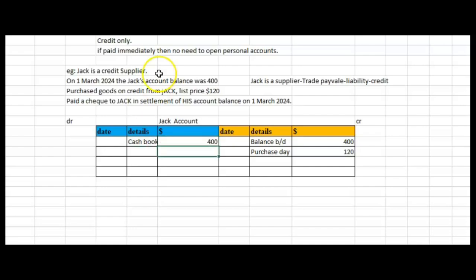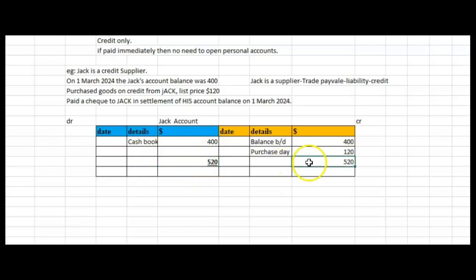Then, we paid Jack the amount he was owed at the beginning of the period. When we pay a supplier, the amount we owe them decreases. This means the liability goes down, and a decrease in a liability is recorded on the debit side. Therefore, we record this payment on the debit side, with the cash book as the source.